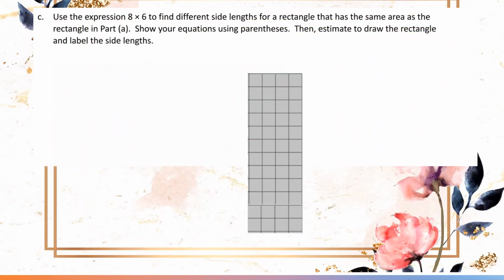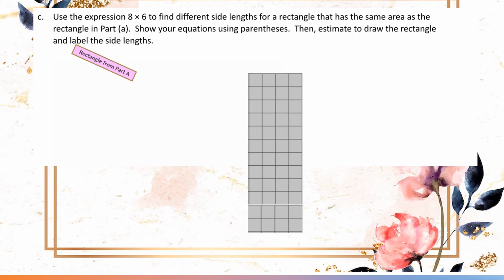This is the last question of our homework, letter C, and it says use the expression 8 times 6 to find the different side lengths for a rectangle that has the same area as rectangle in part A. Show your equations using parentheses, then estimate to draw the rectangle and label the side lengths.